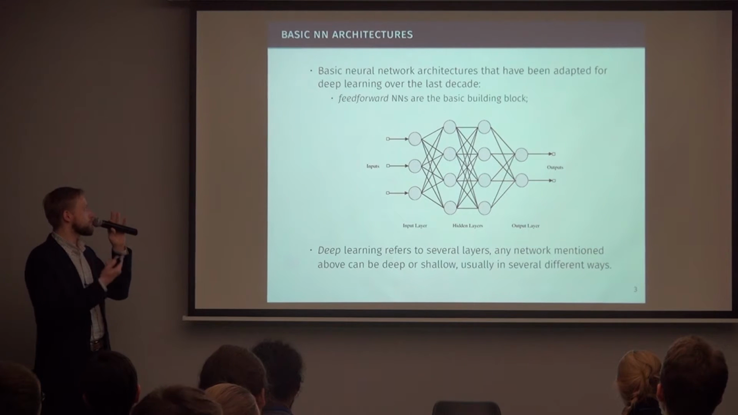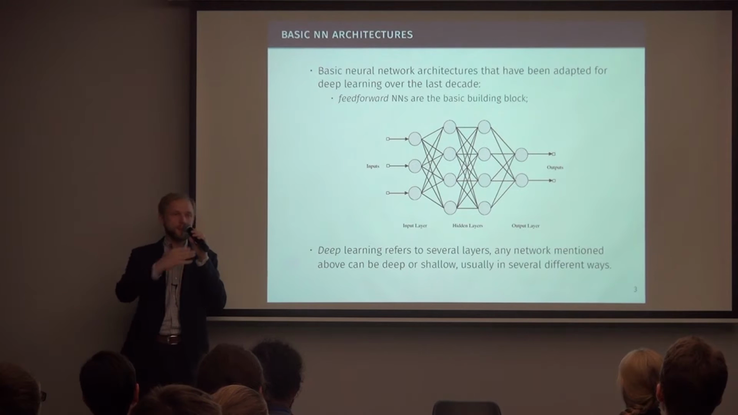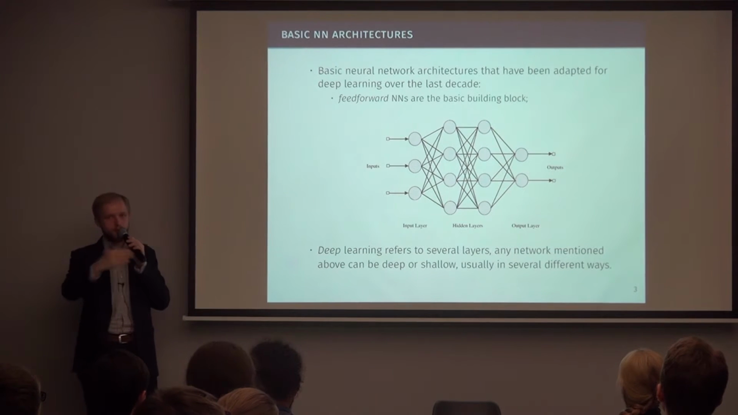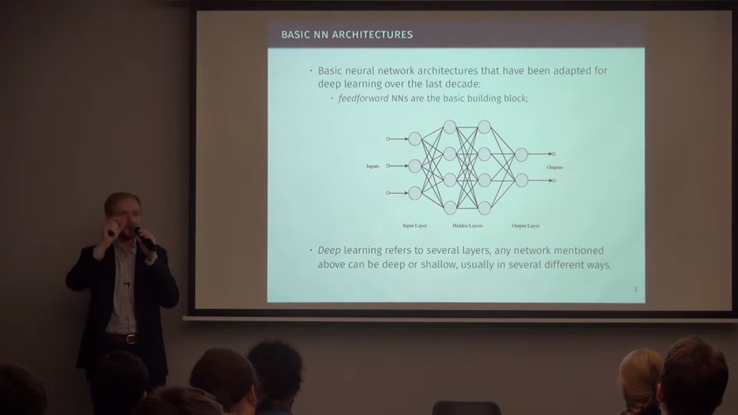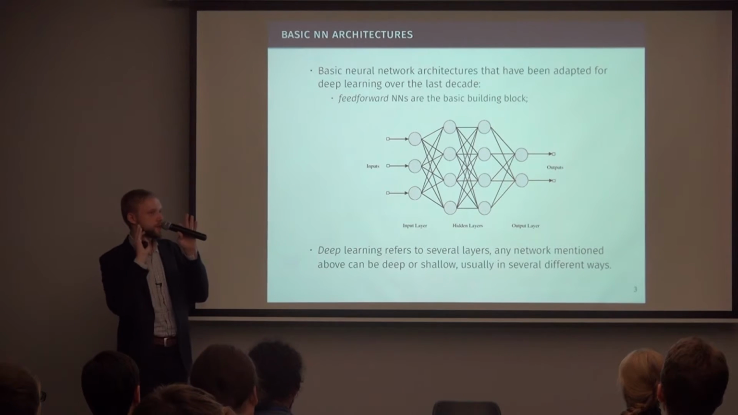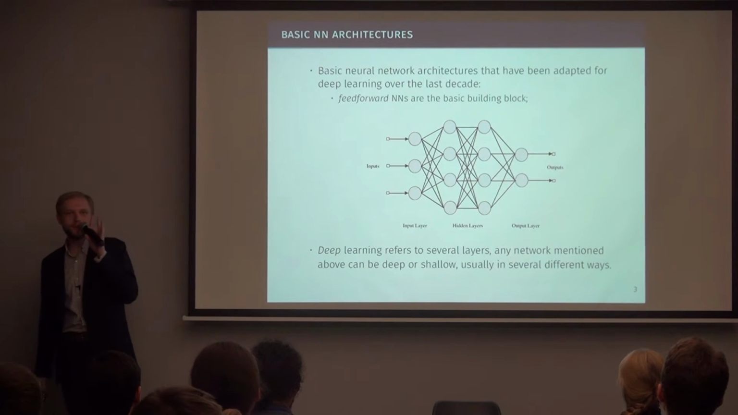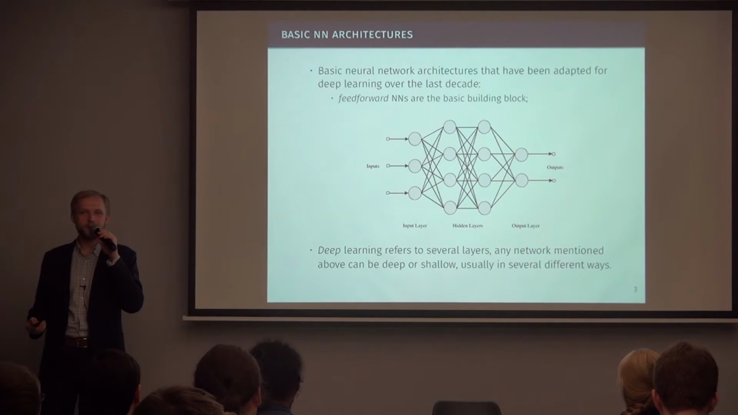First is the basic feed-forward neural network, when you have several layers, and on every level, every unit is fully connected to all neurons on the previous level and all neurons on the next level, right? This is the very basic architecture that's been around for a very, very long time, and basically the difference is that now we can train it better.